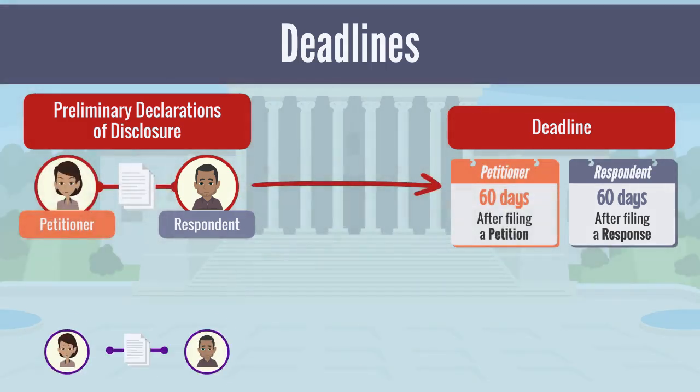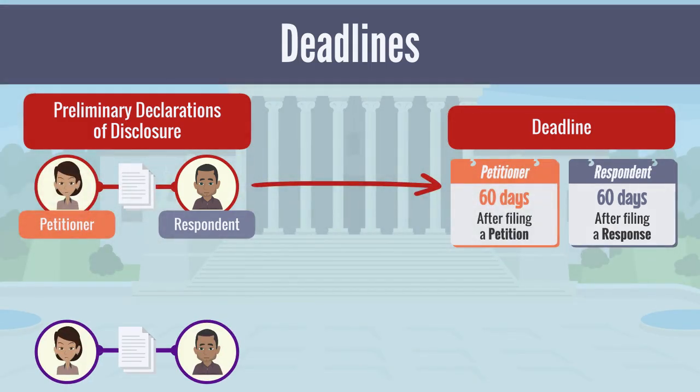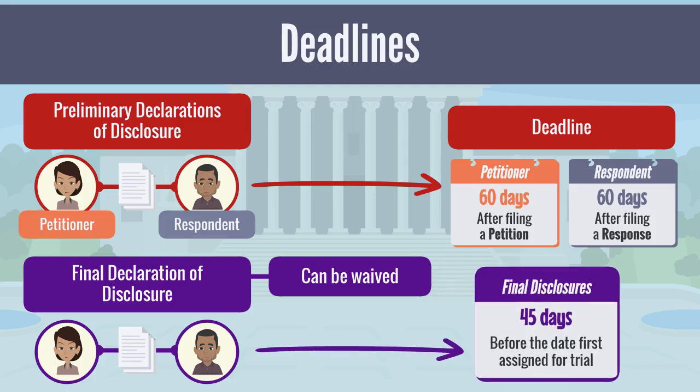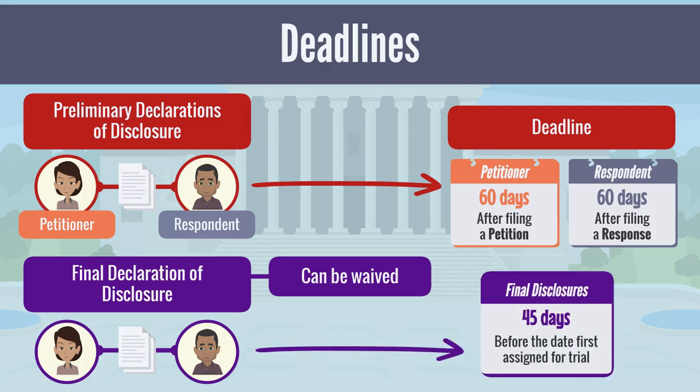You may need to share your financial information again later in the case. This is called the final declaration of disclosure. However, the parties can agree to waive the final disclosures if they're not necessary. If you exchange final declarations of disclosure, they are due 45 days before the date first assigned for trial.